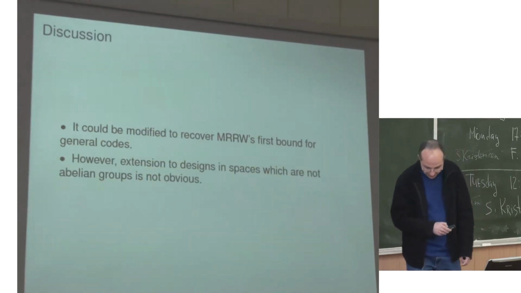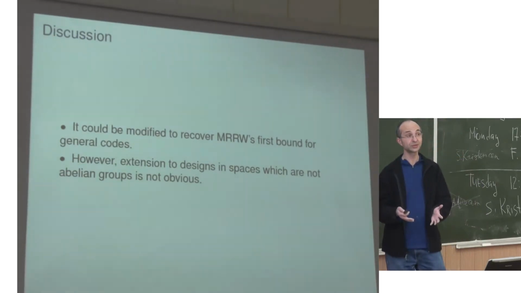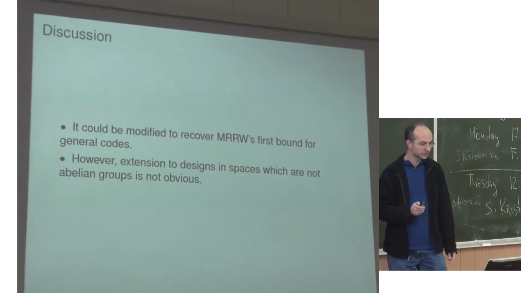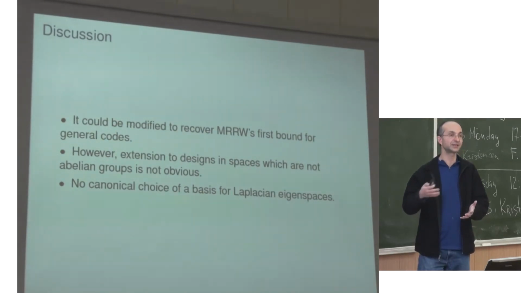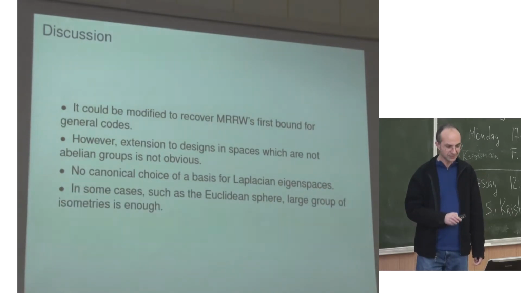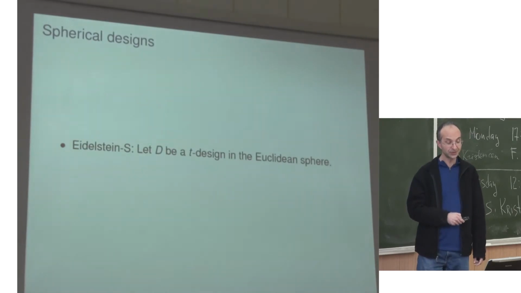But let me now talk a bit about extension to other spaces, which are not abelian groups, and we don't have Fourier. Now, this wasn't totally obvious to us because we don't have a Fourier basis. We don't have a nice basis. We don't have any canonical choice of a basis for Laplacian eigenspaces, which have large multiplicity. It's kind of difficult to approach them, and it turns out, however, that in some cases, such as the Euclidean sphere, we have a sufficiently strong group of isometries, and we can work directly with isometries. Okay, so here is a proof for spherical designs.